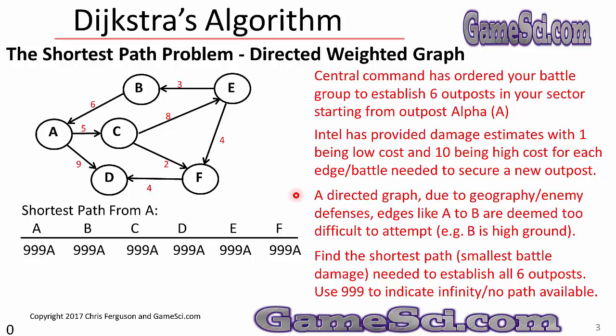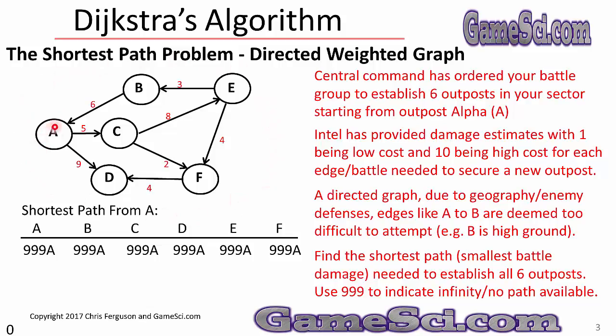A directed graph, due to geography/enemy defenses, edges like A to B are deemed too difficult to attempt. Example, B is on high ground. Find the shortest path, the smallest battle damage needed to establish all 6 outposts. Use 999 to indicate infinity or no path possible. Here is our graph.